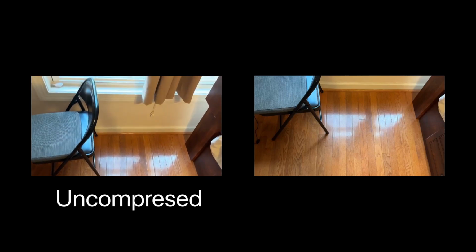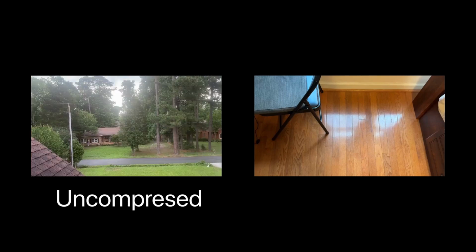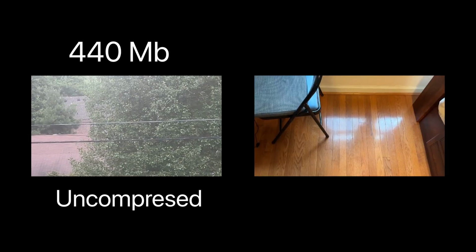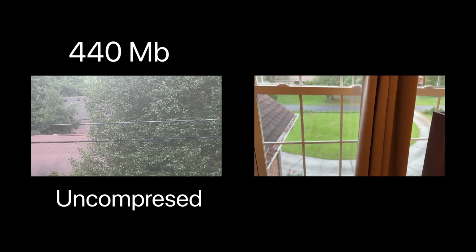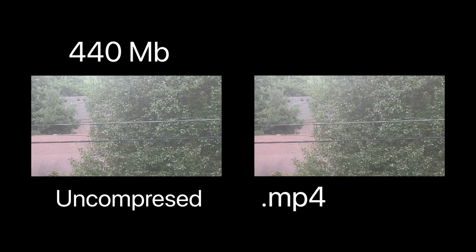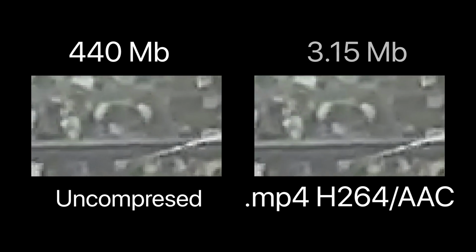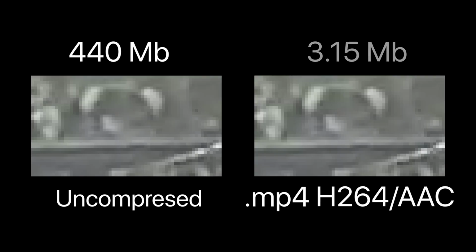Here we have an uncompressed 5-second video, and it takes up 440 megabytes of space. And here, we have the same video, but compressed in an MP4 file, using H264 AAC. This only takes up 3 megabytes. Can you see a difference? What if we zoom in so we can see the individual pixels?